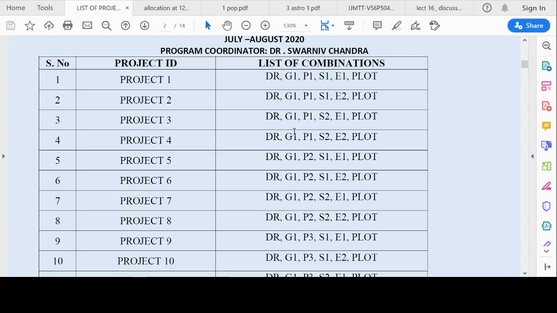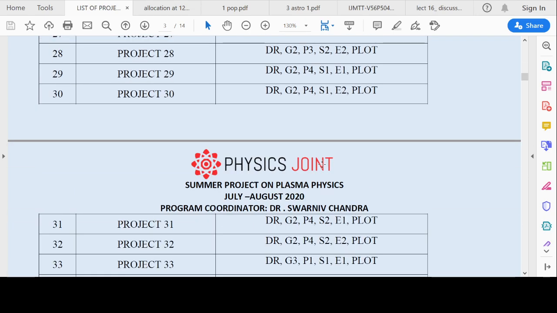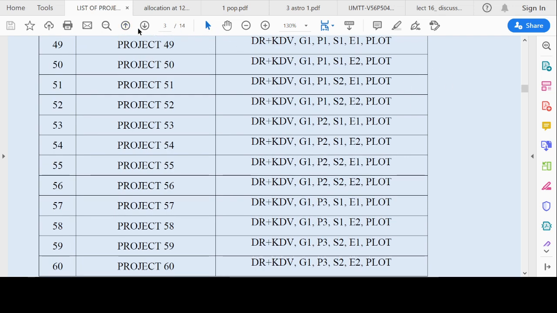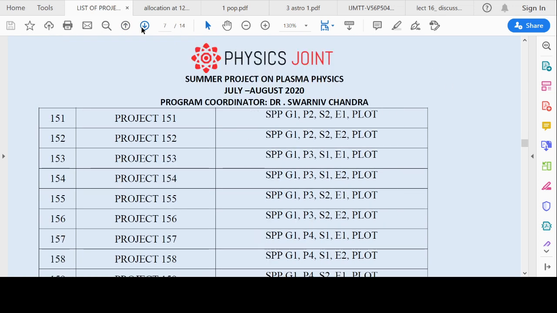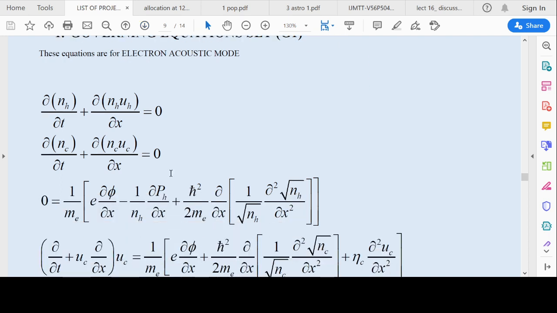Now these are the different problems. You see, 1 to 48 is just finding the dispersion relation, and we have done it. Let's come to the governing sets of equations.